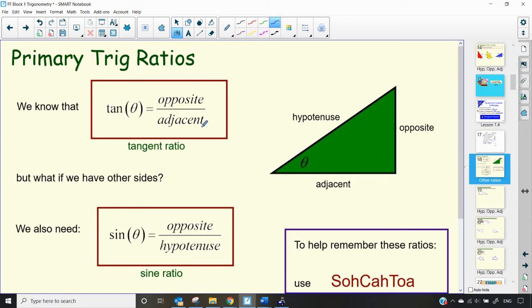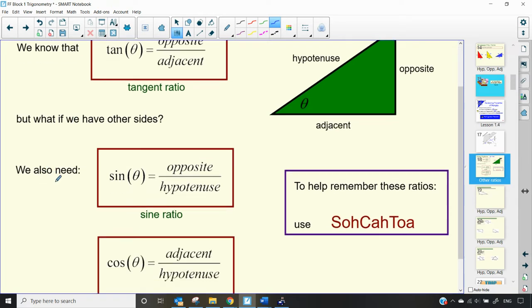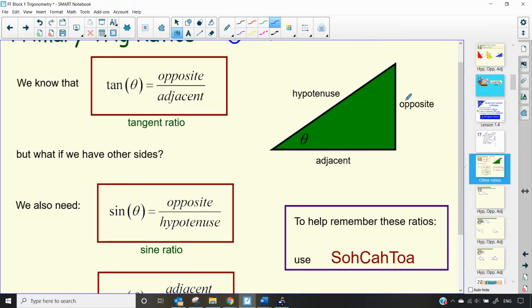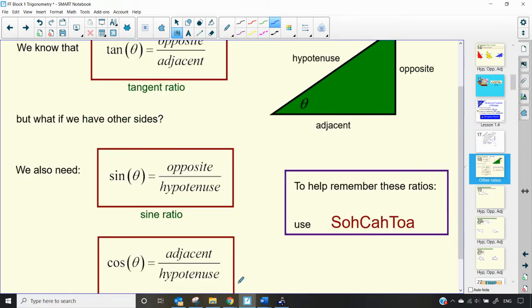So tangent of an angle, so this angle symbol here is called theta. It's a Greek symbol. We often use it for angles. So theta is the symbol for angle. We know that tan theta is opposite over adjacent. And we know that sine is opposite over hypotenuse. And we have cosine, which is adjacent over hypotenuse. And so we're going to work with all 3 of those ratios throughout.